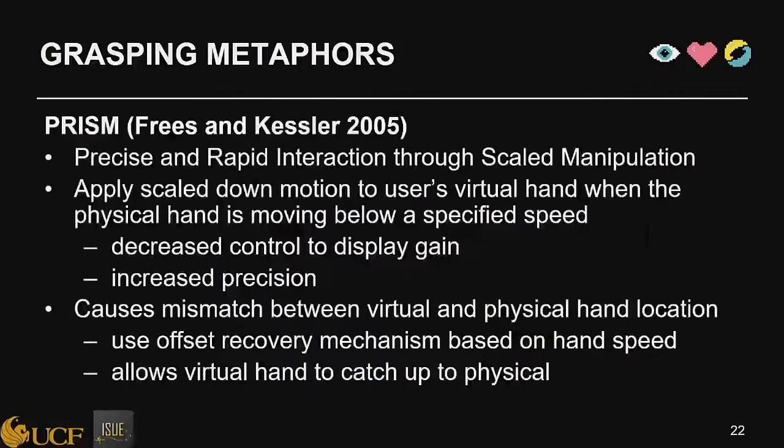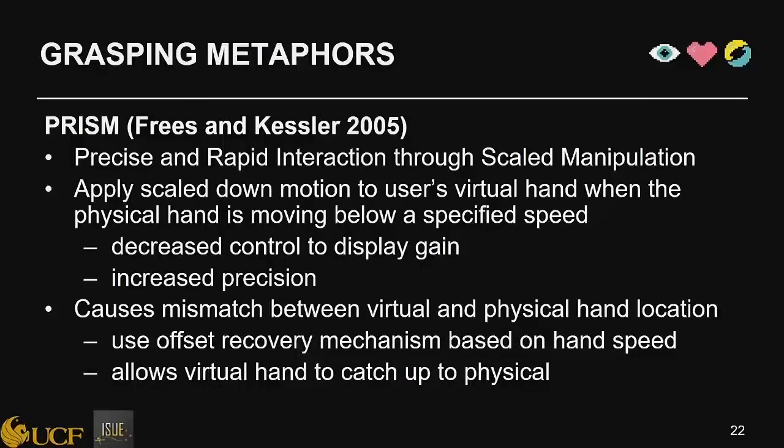Now, PRISM stands for Precise and Rapid Interaction Through Scaled Manipulation. And I said, well, what does that mean? Well, this is another example of the non-isomorphism that I talked about earlier. We applied a scaled-down motion of the user's virtual hand when the physical hand is moving below a specified speed.